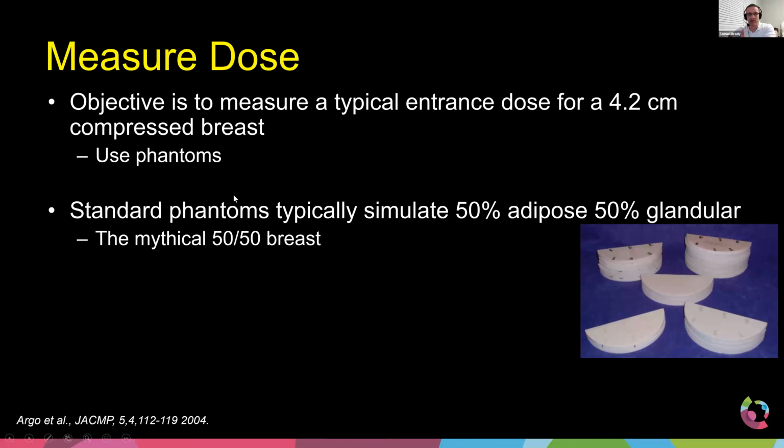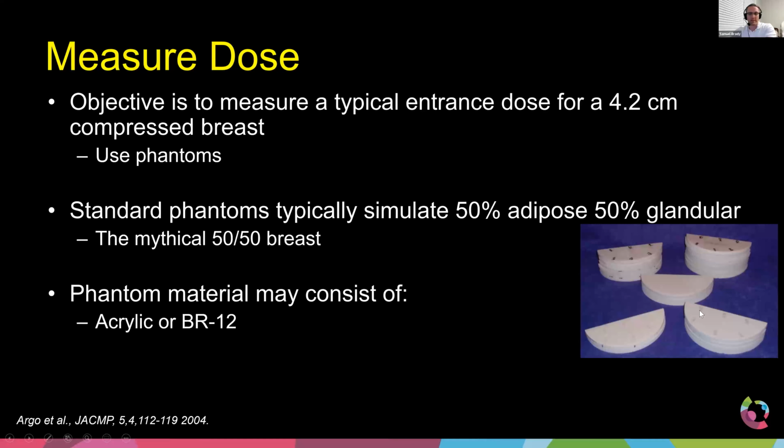We're going to talk about how many women out there have 50% glandularity and how many of them have 50% adipose. And then I'll leave it to you to answer the question: is the 50-50 breast dose model an accurate model to be used for women? So the phantom itself, that you can go buy or you can make if you're really interested, needs to be made of either acrylic or BR12.